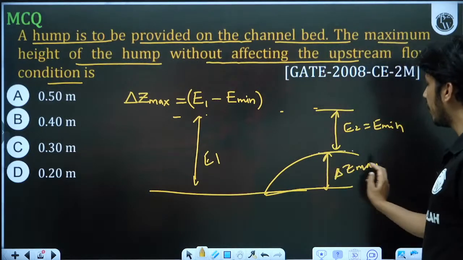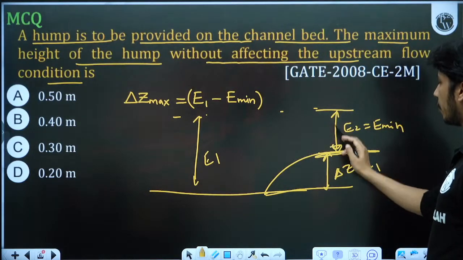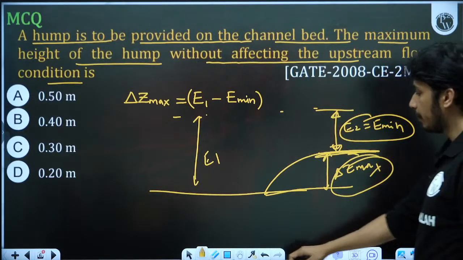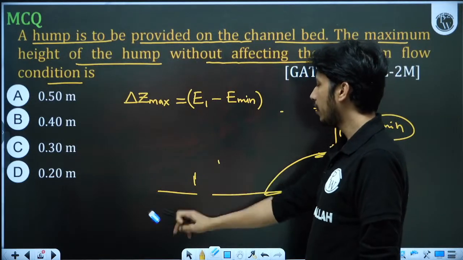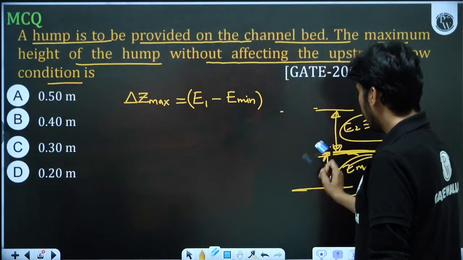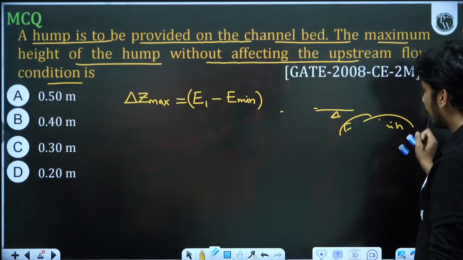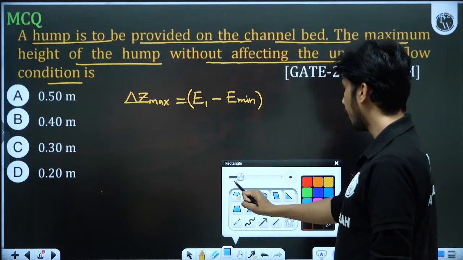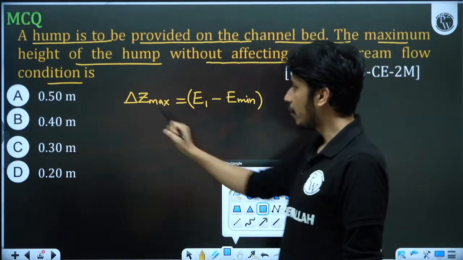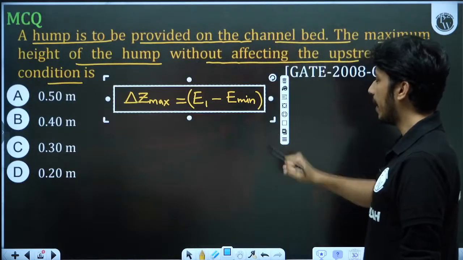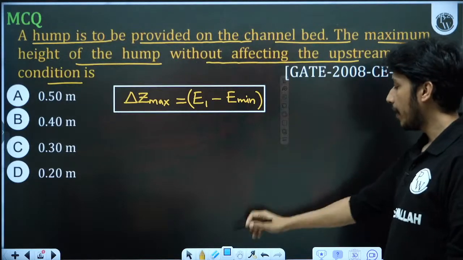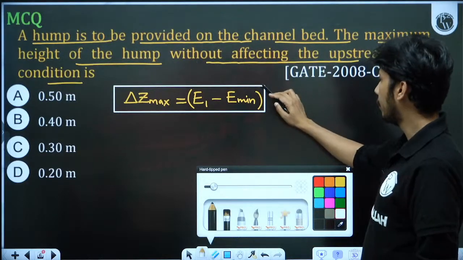At section 2, when we are making a very high hump, E2 will become E minimum. This is called delta Z max, the maximum height of hump. Okay, so you know this thing. We are not going to make the diagram in the exam. We have to just apply the equation in the exam. So the equation is important here. In solving the questions, diagrams are not important. Diagrams are important only in understanding the theory part. Here you can directly solve by this equation.